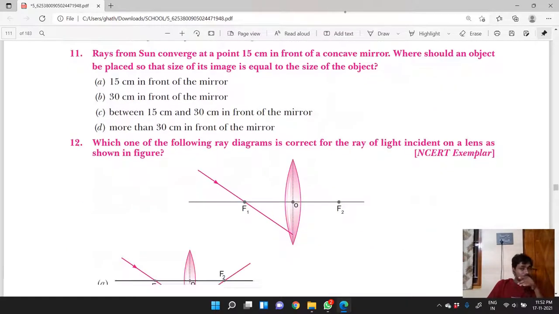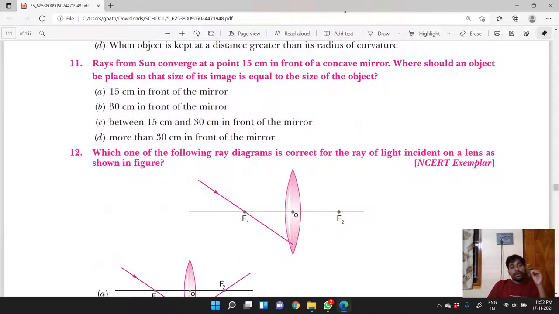Next, rays from the sun converge at a point 15 centimeters in front of the concave mirror. This is called the focal length. Where should an object be placed so that the image is equal in size?